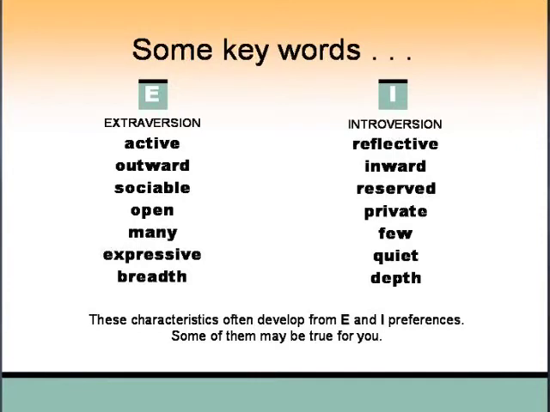Here are some key words about extroverts and introverts. Extroverts: more active, outward, sociable, again with a breadth of life, many different types of relationships. Introverts: more reflective, inward thinking, more private, and again, give depth to life.